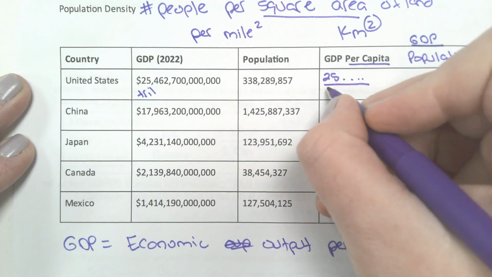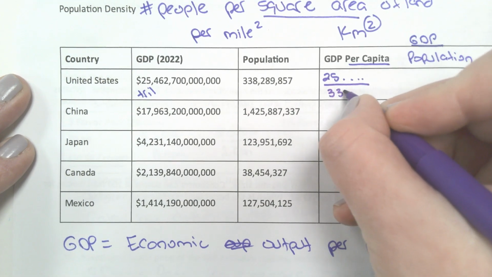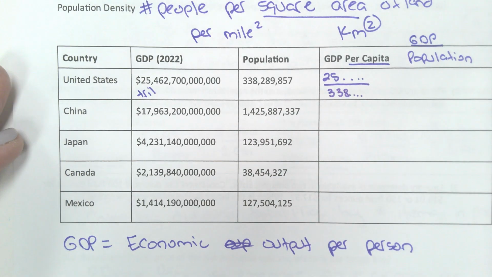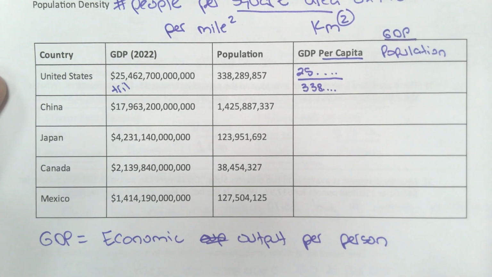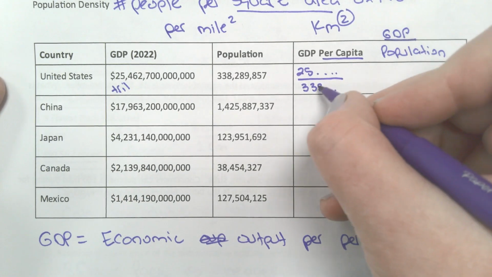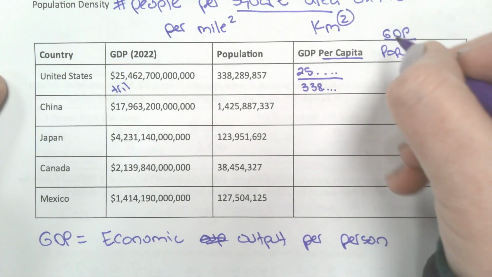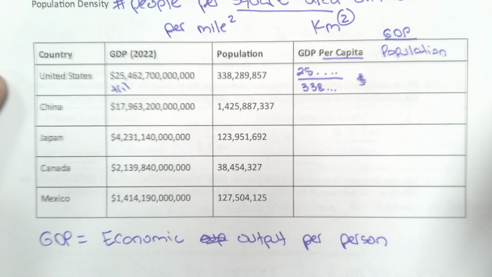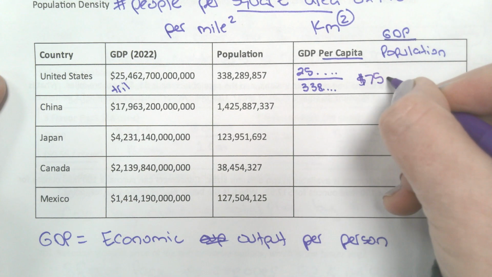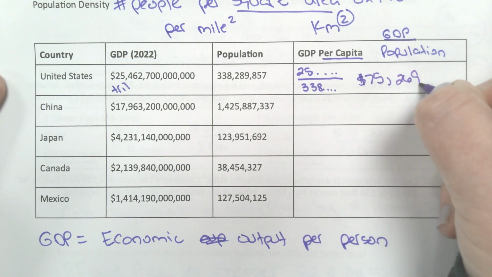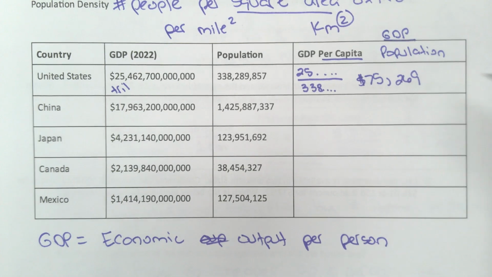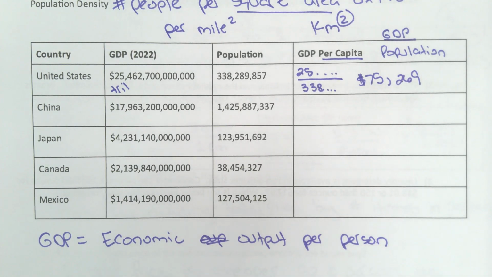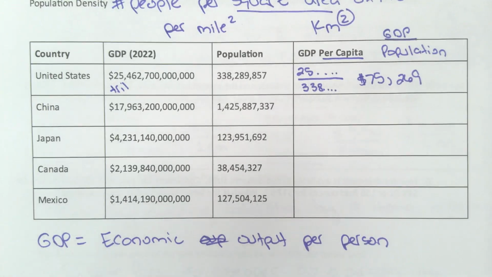So the GDP is the $25 trillion number. The population is the 338 million number. I know it's not going to fit on my screen, but you could put this in your calculator. So when you go top divided by bottom, you get about 75,269. So I think that is supposed to mean that each person is contributing about $75,000 to the economics of the country.